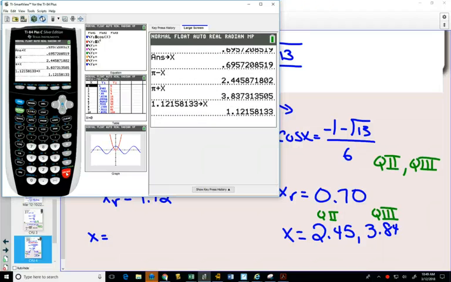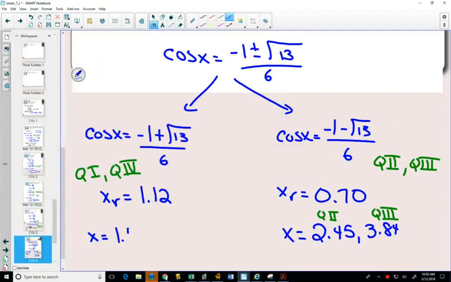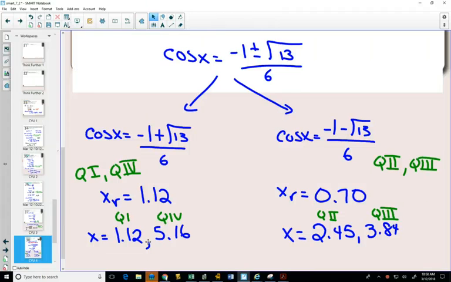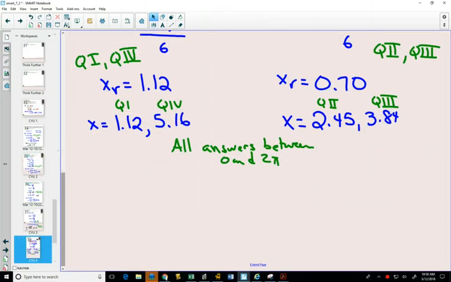And I'm looking for quadrant 1 and quadrant 4. Pi minus my reference angle will be quadrant 4. Quadrant 1 will be 1.12, and quadrant 4, 5.16. So again, above these, I'm going to label this one as the answer in quadrant 1. That's the answer in quadrant 4. So I have solved, right? These are all the answers between 0 and 2 pi.